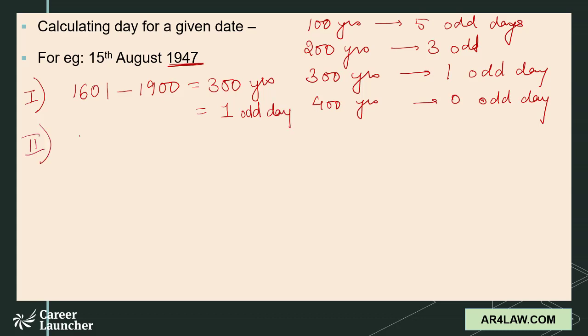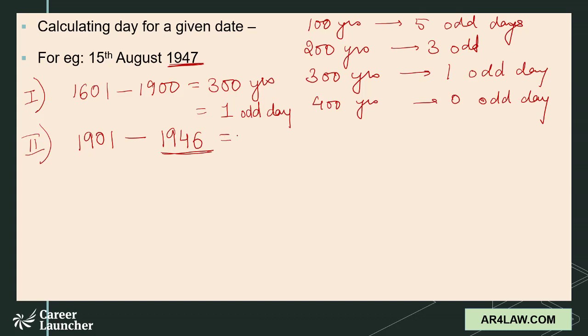Part 2. In the 20th century, we would move from 1901 to 1946. Just pay attention to the fact here. I have not taken 47. This is where most of the students commit a mistake. This is definitely a trap. People end up taking 47 here. But you need to realize you're not using the entire 47. You are going till only 15th August. So we will be only talking about 1901 to 1946.